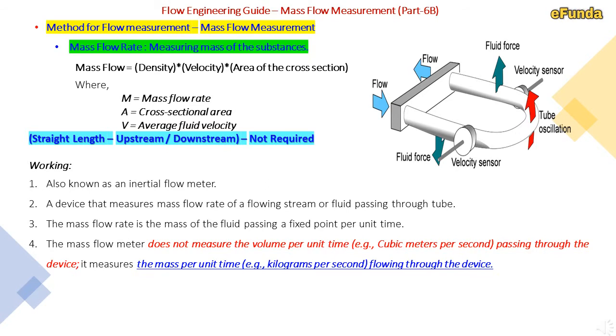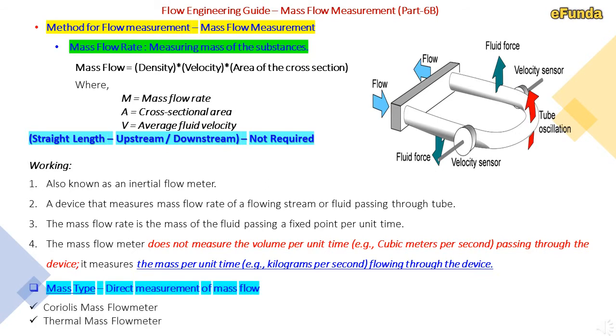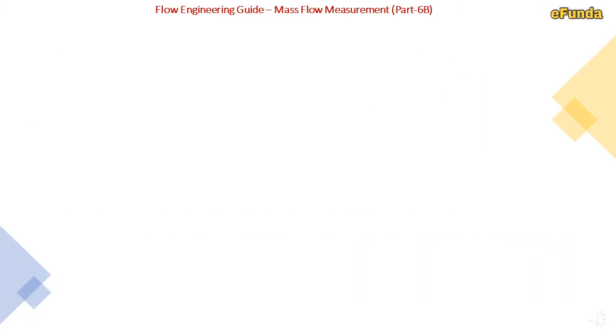There are various types of mass flow measurement. Today we are going to see the mass type, that is, direct measurement of mass flow with the help of the Coriolis mass flow meter and the thermal mass flow meter. Moving on to the next slide, we will see operation and the details of the Coriolis mass flow meter.